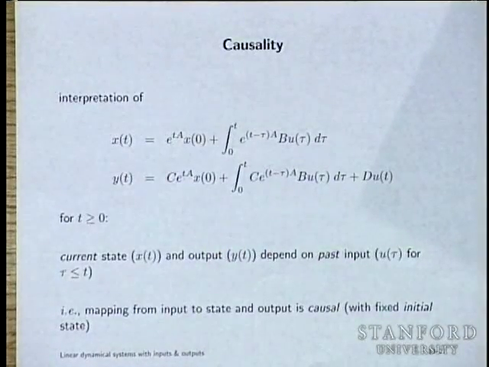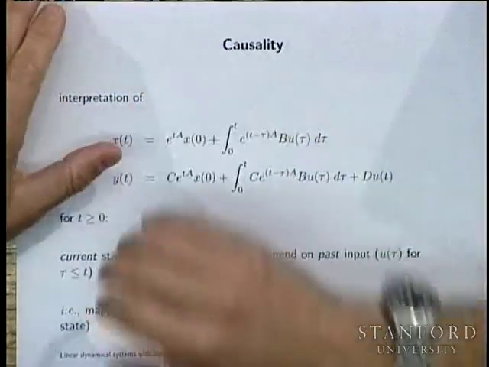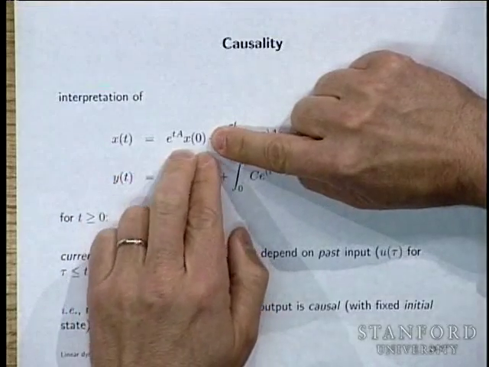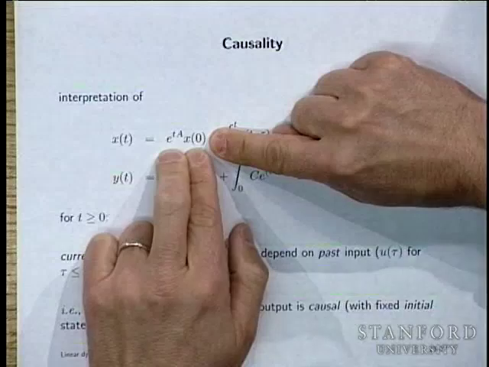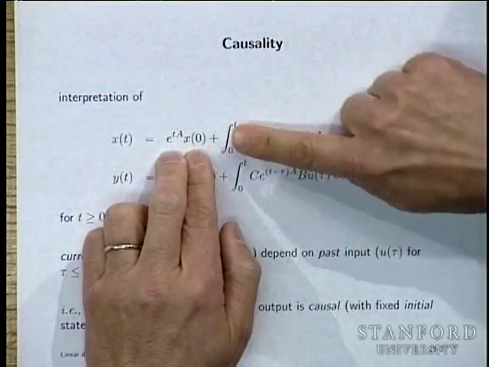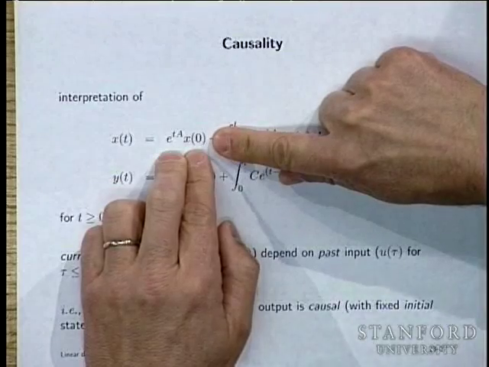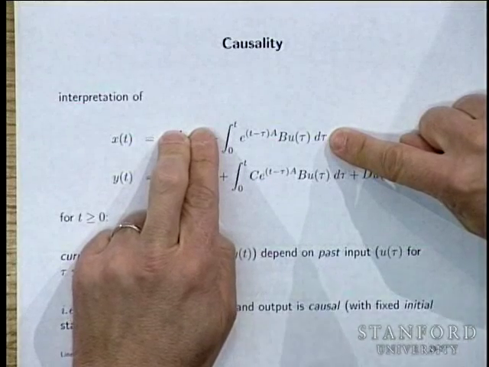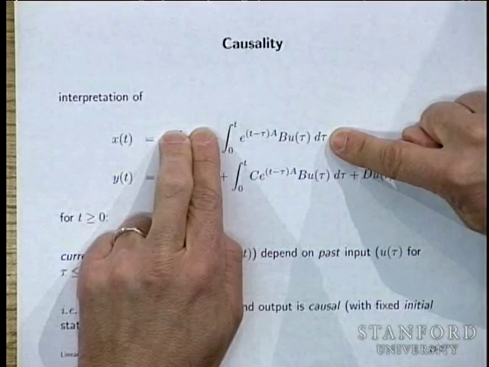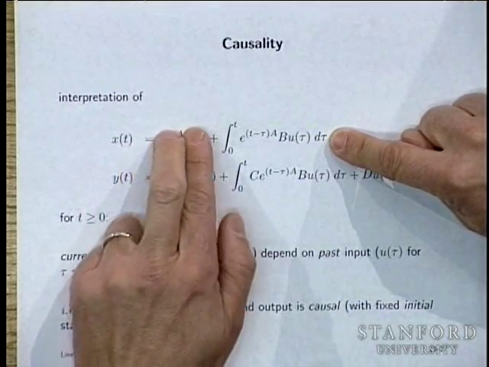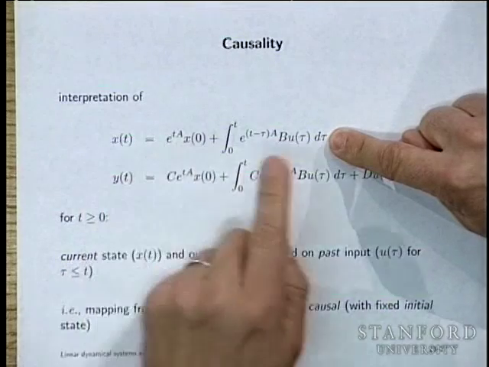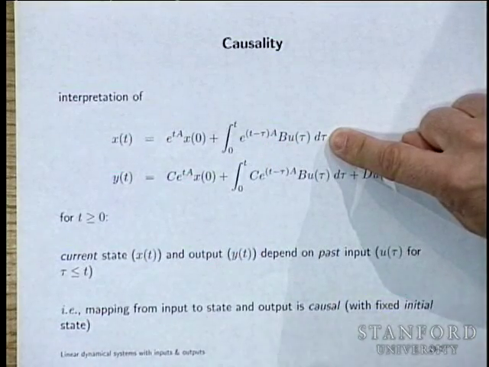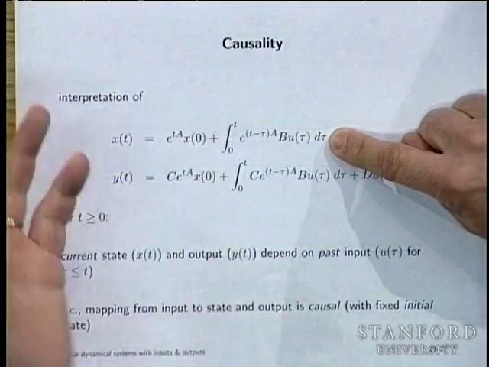So, next topic is causality. I'll just say a little bit about this. Now, one interpretation is, the state at time t is the state propagated forward t seconds. That's what this term is. Plus, that's if you do nothing. So some people call this the zero input term. This thing is the zero initial state term. This is the effect of the input. Now notice that the state at time t depends on the initial state and the input only over the interval between 0 and t.